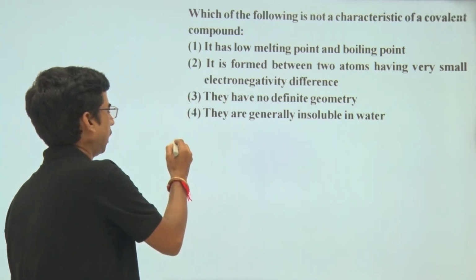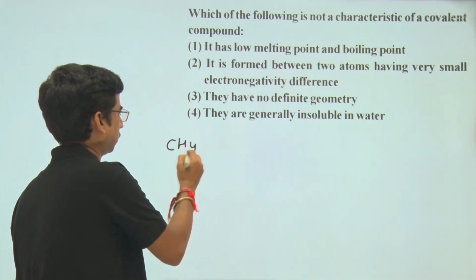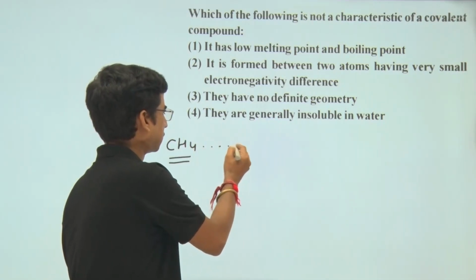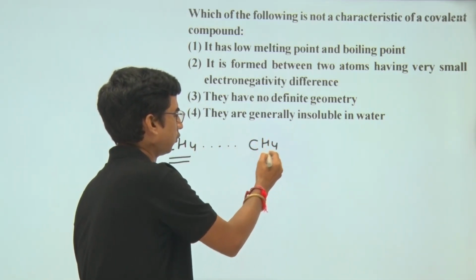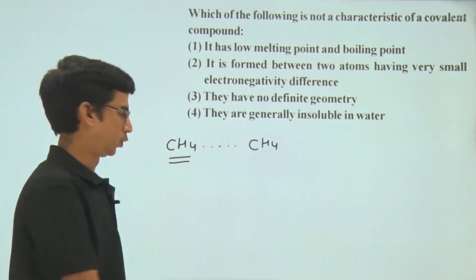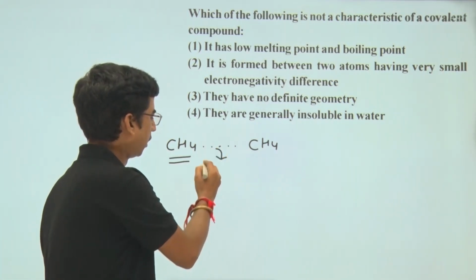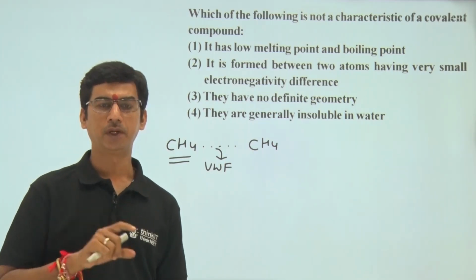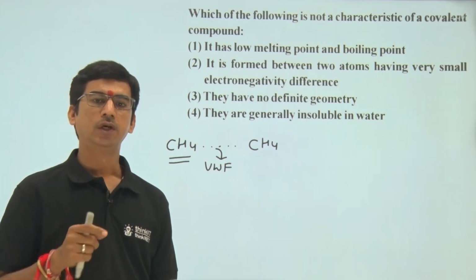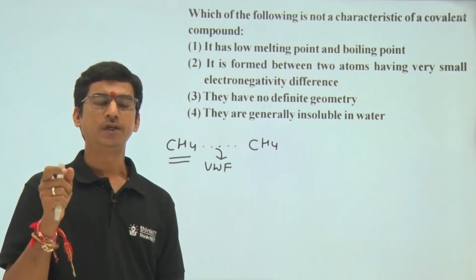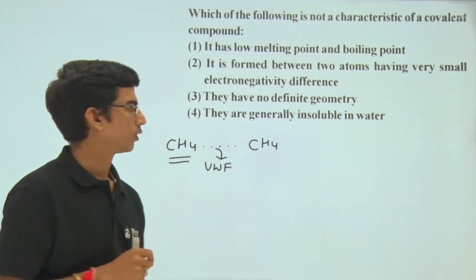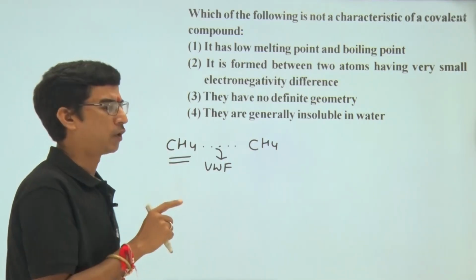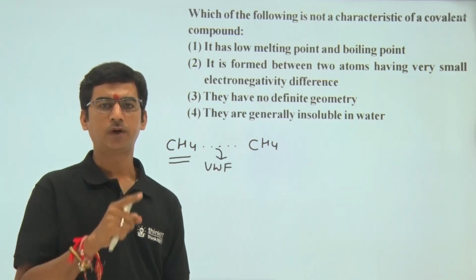Suppose for example I consider a molecule CH4, methane. If we look for the interparticle interaction, then two CH4 molecules will be connected with weak van der Waals force. If weak forces are present between the molecules, then we can break them easily. Thus, it is easier to melt or easier to boil such molecules. So first point is, it has low melting point and boiling point. This point is valid for covalent compounds.